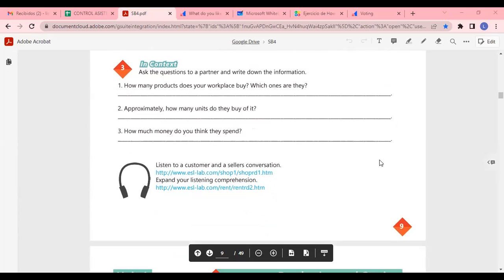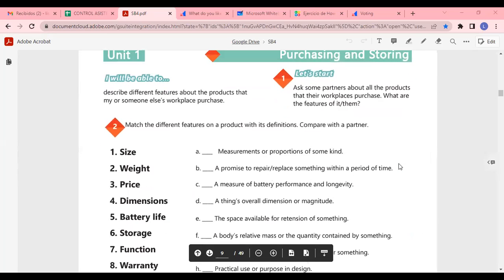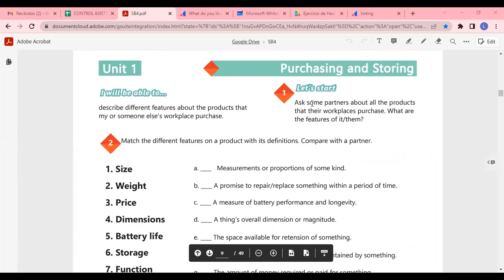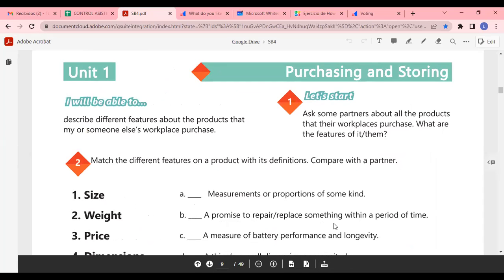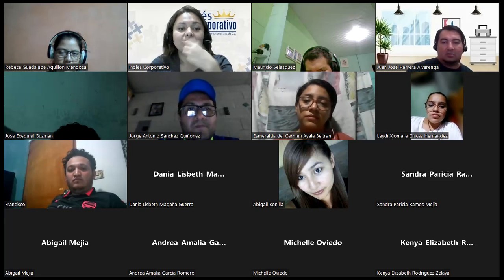Now, in the manual, please, everybody go to page number 9. In there, it says we have a little bit of practice. We are going to do it right now. And it says, ask some partners about all the products that they purchase. So what are some things that your workplace buys every once in a while? Can you share with us? What are some things that in your work, in your job, you buy?